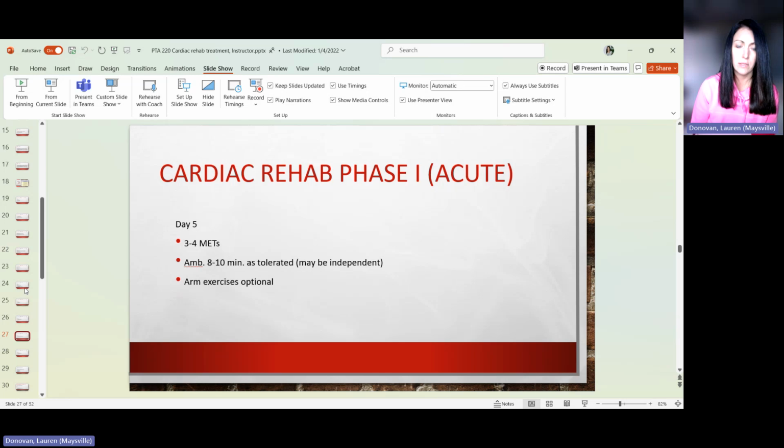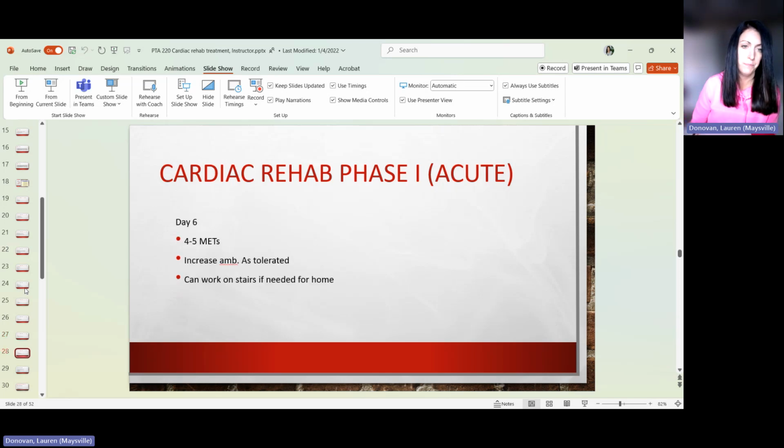Now, arm exercises are optional, but it's really going to depend on the physician, if it was written and advised, more than likely from the physician, if they're allowed to do that. It's going to depend on the patient. Day 6, you might be able to start progressing them and working on stairs if that's required to go home. So ascending and descending stairs and patient education, and that's pretty much it on those.